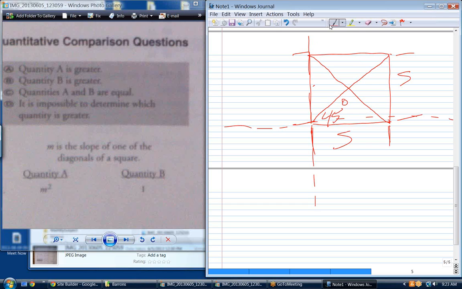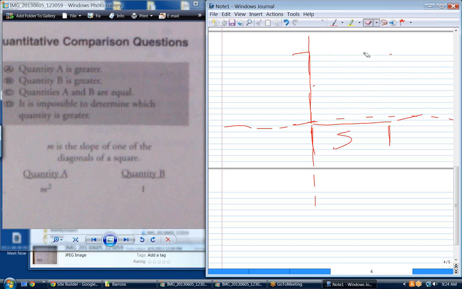Thank you. Actually, they're not correct with this problem, now that I think about it. Wow, and maybe I didn't have the right answer. What if the square looks like this? Now the slope of the diagonal is not 1 anymore. Wow, that means it's indeterminable.